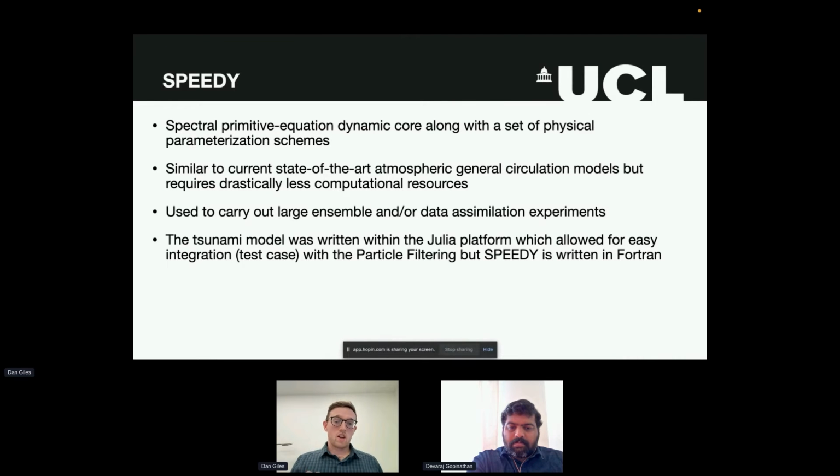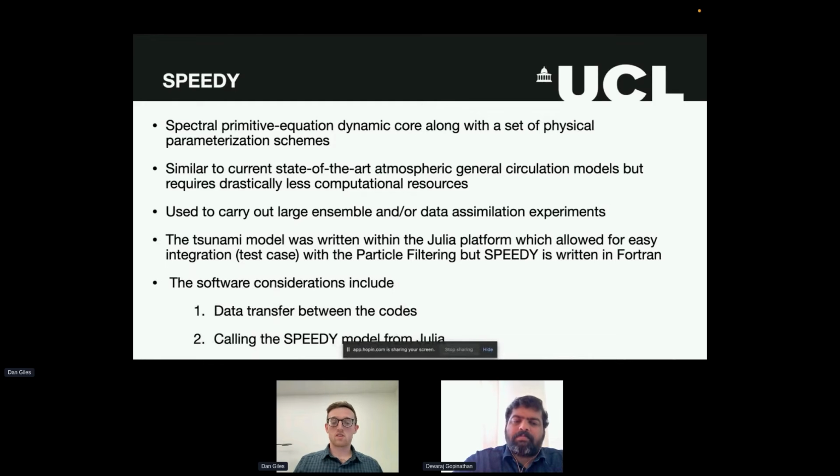As I was saying, there are going to be some software considerations that we have to take into consideration, because SPEEDY is a pre-existing model. It's also written in Fortran, whereas our particleda code is written in Julia. So we have to start to consider how you integrate with external models. If someone wanted to use particleda, you would have to go along similar steps.